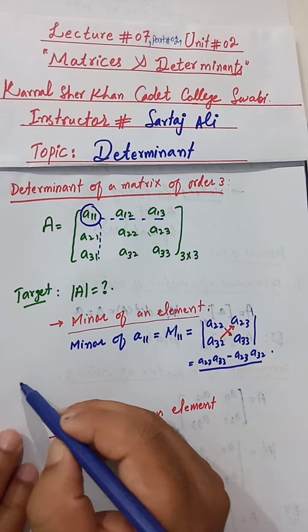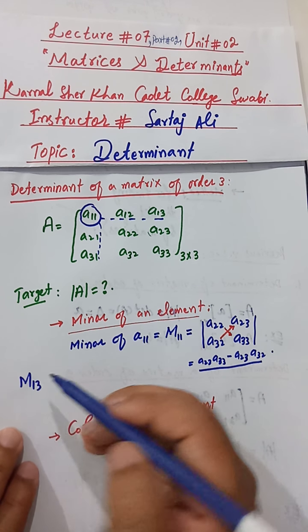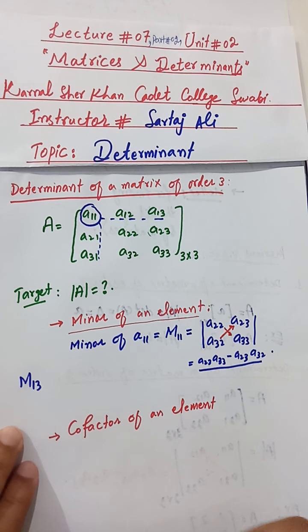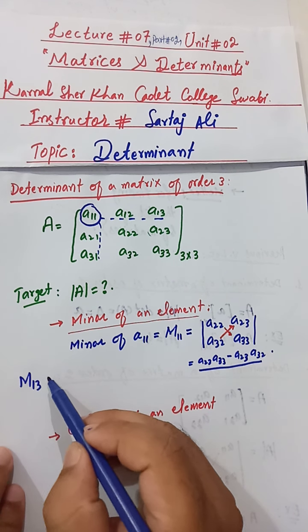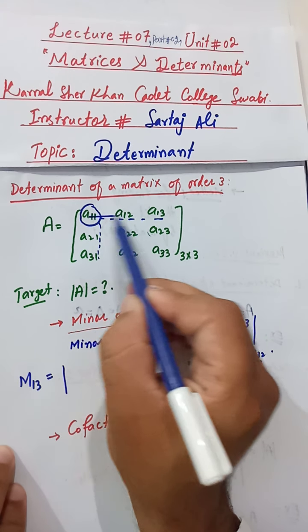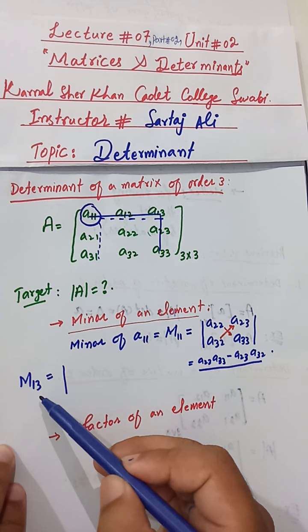If you need to find out M13, M13 is the notation for the minor of small a13, meaning the minor of an element of a matrix which lies in first row and third column. That will be equal to, you will cancel out the first row and third column, because this is 1 3, so 1 for row and 3 for column.